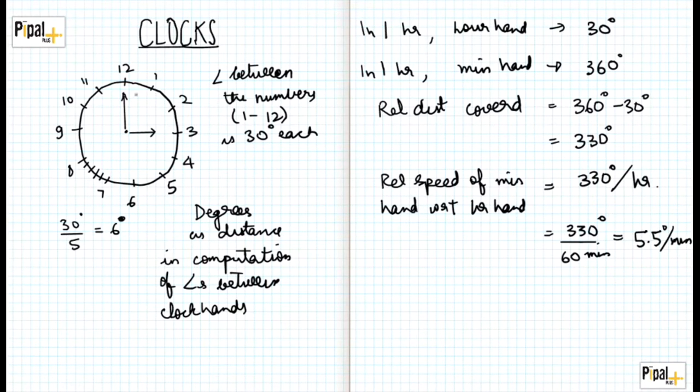So basically what happens is that in 1 minute, the minute hand moves from this marking to this marking, which is 6 degrees, but the hour hand will have moved only half a degree in this direction, right? So the difference is 5.5 degrees in 1 minute, 330 degrees in 1 hour, and so on, right? So we are going to use this idea.